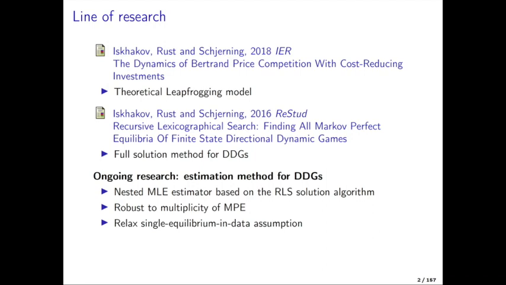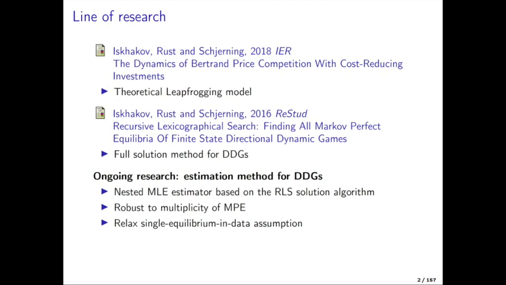Now, the next couple of minutes or hours is going to be about a line of research I've done with John Rust and Fedor Iskhakov on solutions of and estimation of dynamic games. I'm going to start with some of the results from a paper that came out in the International Economic Review in 2018 about the dynamics of Bertrand price competition with cost-reducing investments.